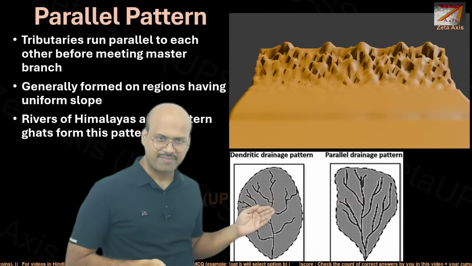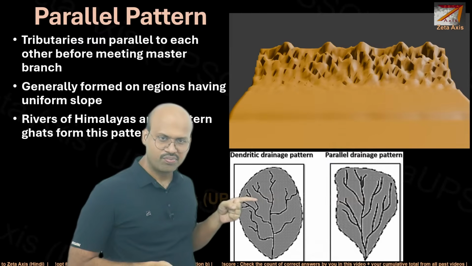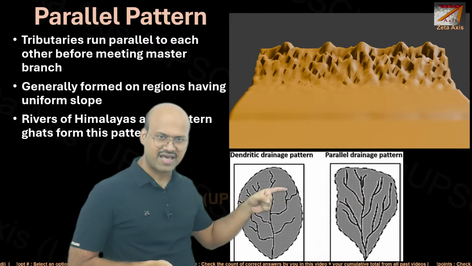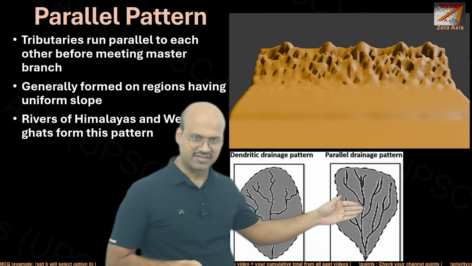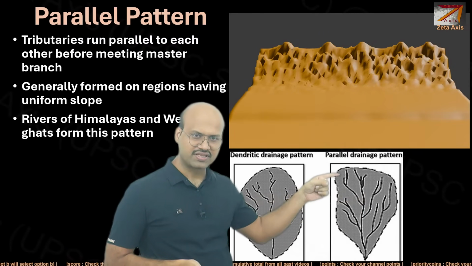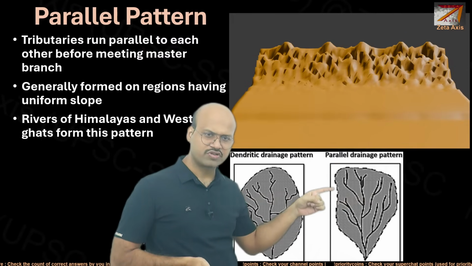Here is an example of a dendritic drainage pattern where we can see that the direction is not very uniform. However, here we see a parallel drainage system, and you can see that the direction of these streams is almost very consistent.